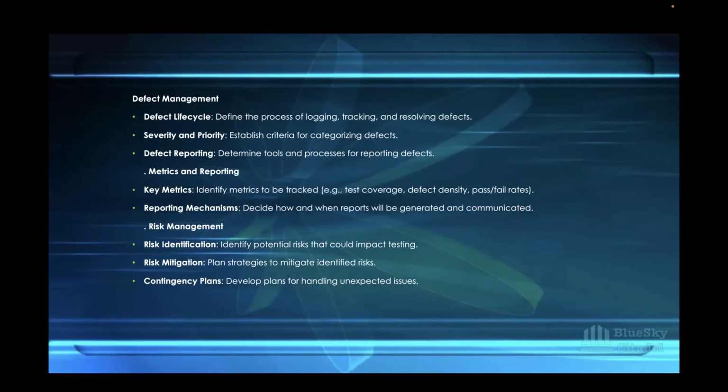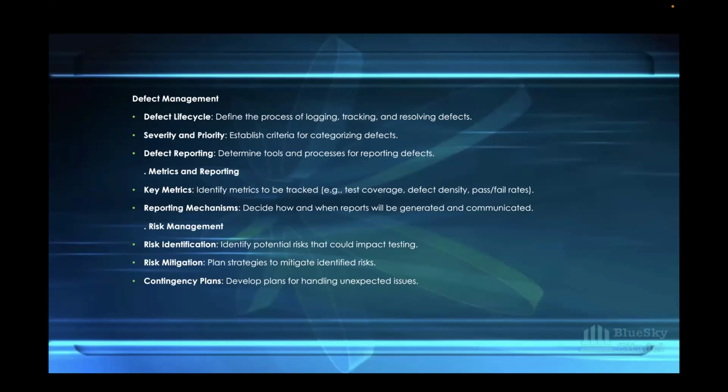Defect reporting: you have to determine tools and processes for reporting defects. Your metrics and reporting: key metrics means identifying metrics to be tracked. For example, your test coverage, your defect density, and whether your tests have passed or failed. Test coverage is something to look out for, because once testing is completed, you want to know your test coverage. You want to ensure that you have achieved 100% test coverage, that you have tested everything, to ensure that you haven't missed any bug at all.